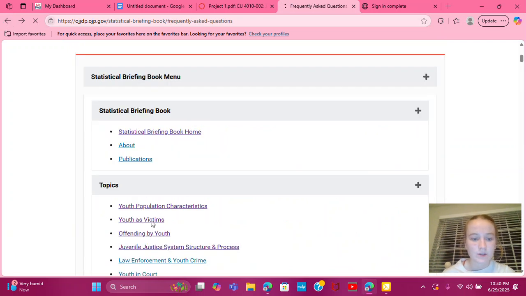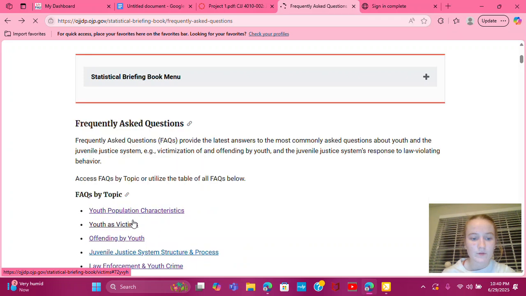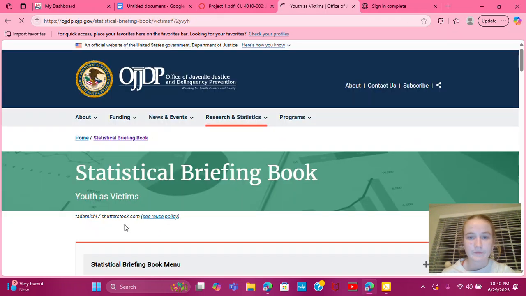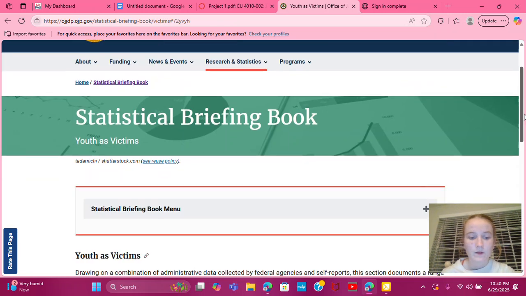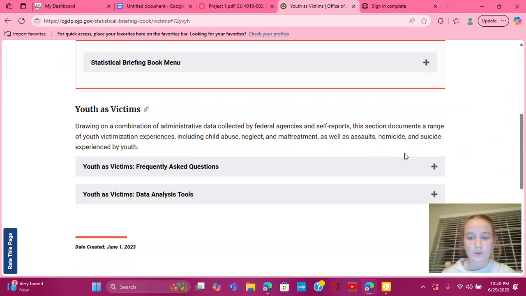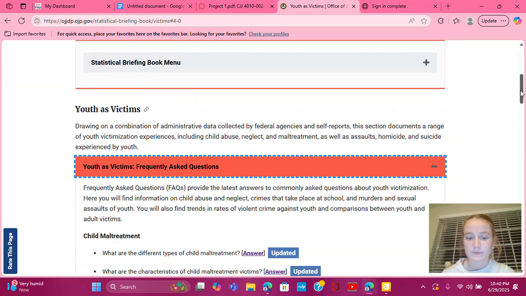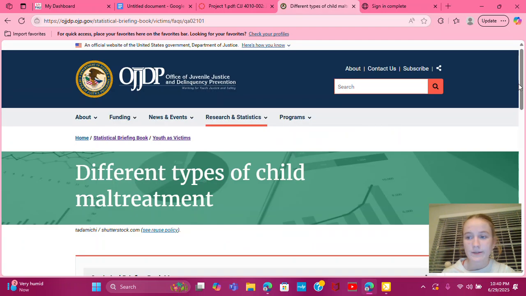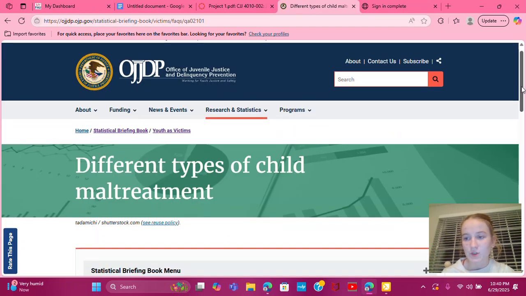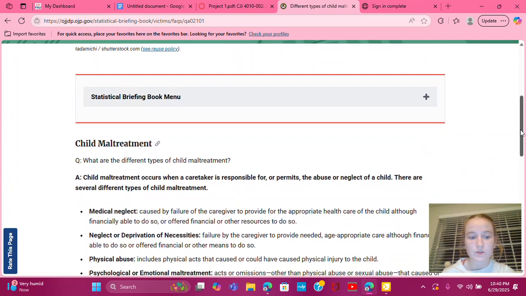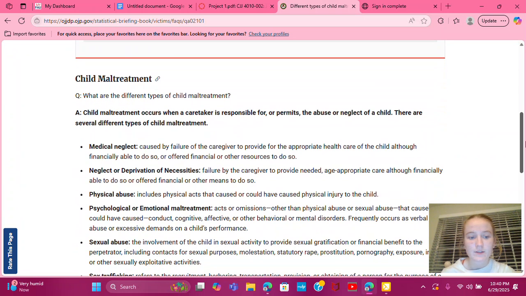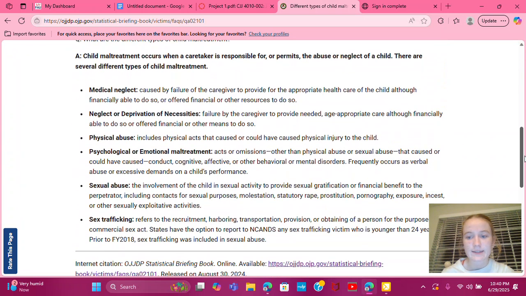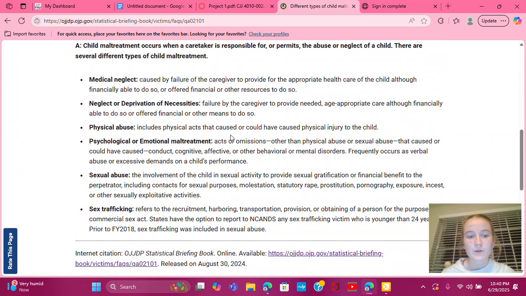Scroll down again, frequently asked questions. So what are the different types of child maltreatment? This is basically just going over the different child maltreatment that are possible for children. So we've got medical neglect, deprivation of necessities like food, physical abuse, psychological or emotional maltreatment, sexual abuse, and sex trafficking. So those are just our different types of child maltreatment that can be committed.